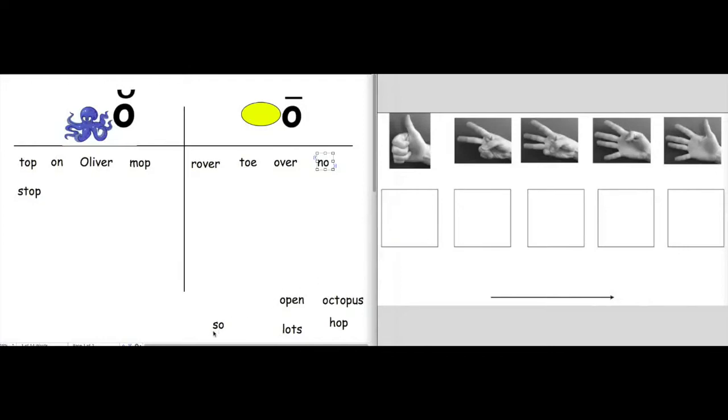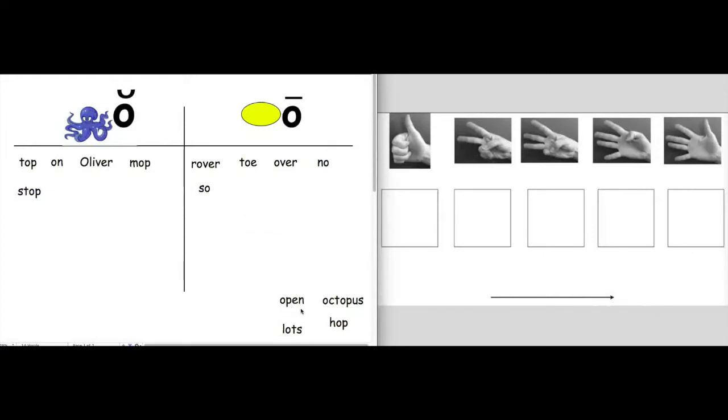Okay. So. Oh, you heard it. The long O. S-O, so. How many sounds did you count? S-O. You're right, two sounds, two letters. Let's move on.